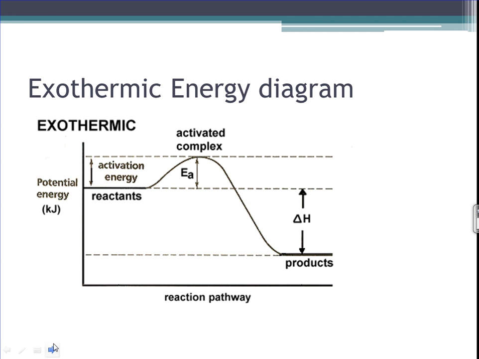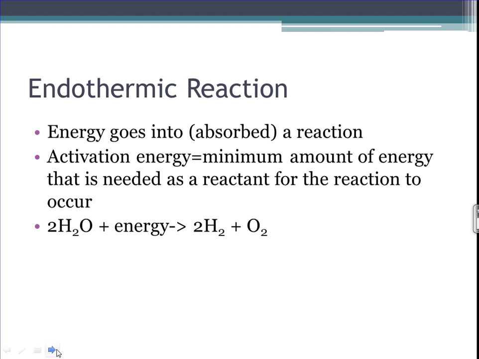This is what the exothermic energy diagram looks like. It requires just a touch of energy to get it going. That's the activation energy. But once it does, there's a large release of energy. And you can see that down here, energy has been released because we actually have less energy than we started with in our reaction pathway.